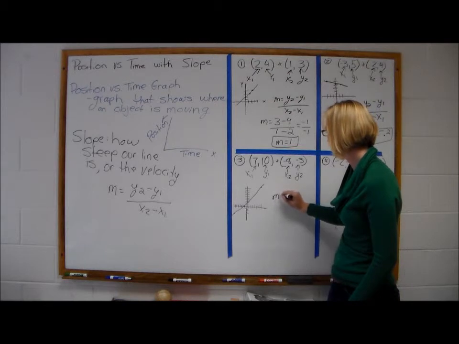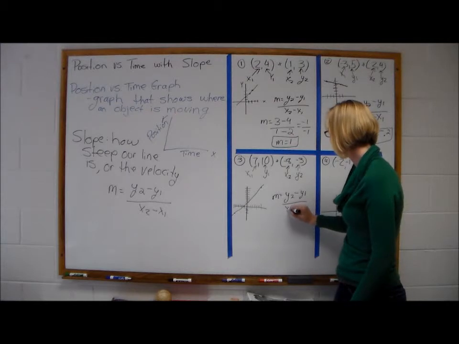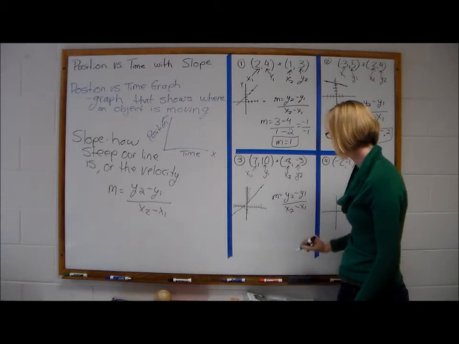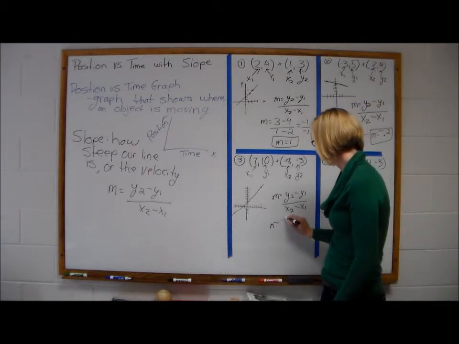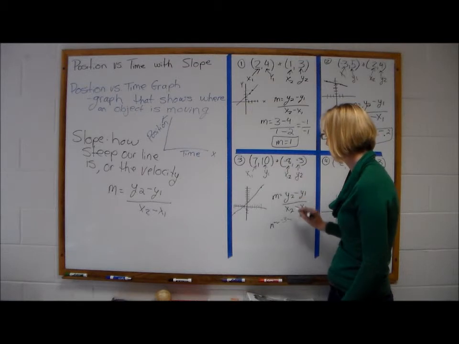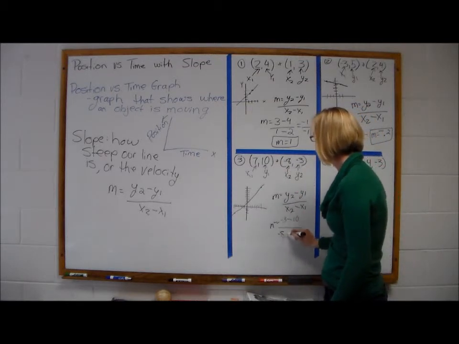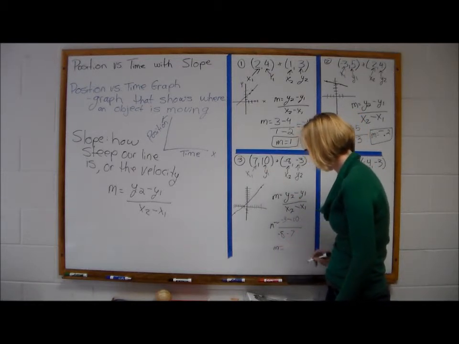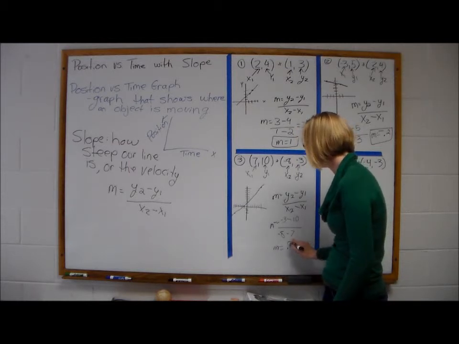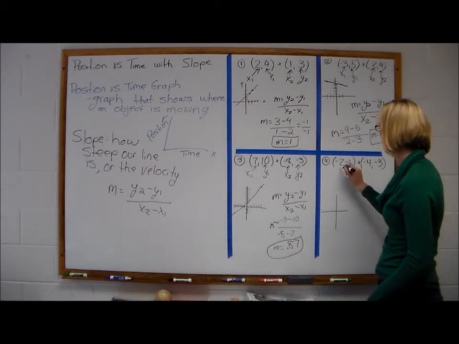Plug in our formula. Slope equals y2 minus y1 divided by x2 minus x1. So we know m equals -3 minus 10 divided by -8 minus 7. You get a value where m equals 0.87. Circle your answer.